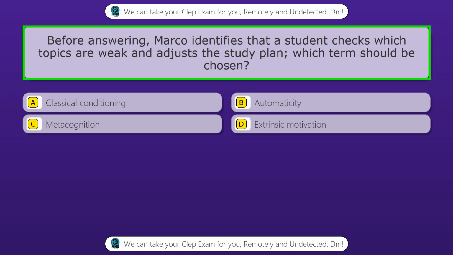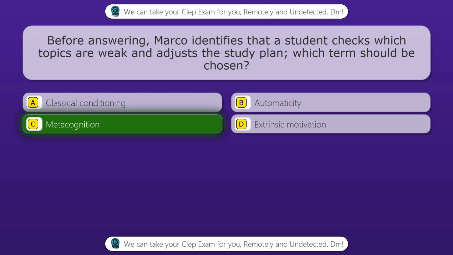Question 41. Before answering, Marco identifies that a student checks which topics are weak and adjusts the study plan. Which term should be chosen? Option A, classical conditioning. Option B, automaticity. Option C, metacognition. Option D, extrinsic motivation. The correct answer is option C, metacognition.